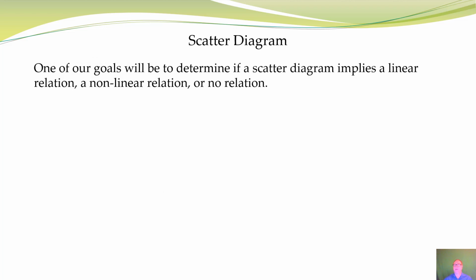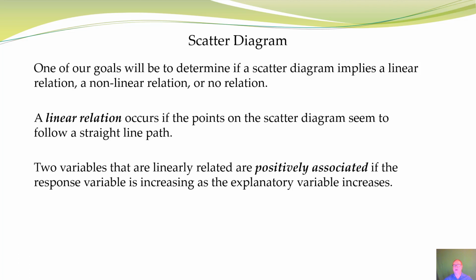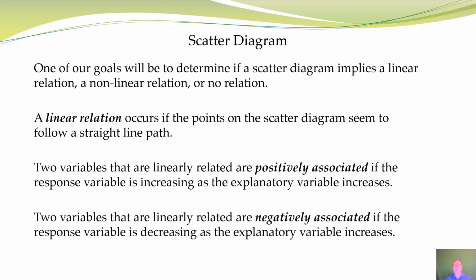One of our goals will be to determine if the scatter diagram implies a linear relation, a nonlinear relation, or no relation. A linear relation occurs if the points on the scatter diagram seem to follow a straight line path. Two variables that are linearly related are positively associated if the response variable is increasing as the explanatory variable increases. The two variables that are linearly related are negatively associated if the response variable is decreasing as the explanatory variable increases.